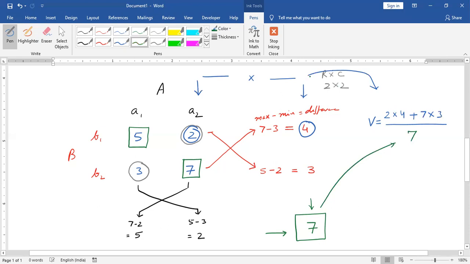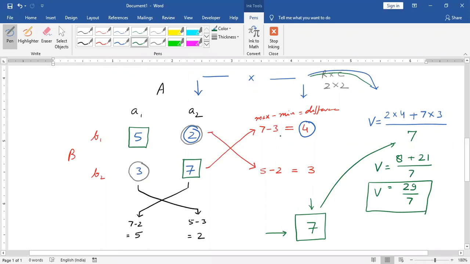Now what we will do, you just calculate. That is, V is equal to 2 times 4 is 8, plus 7 threes are 21, divided by 7. That is equal to 21 plus 8, which is 29, by 7. That is the value of the game.